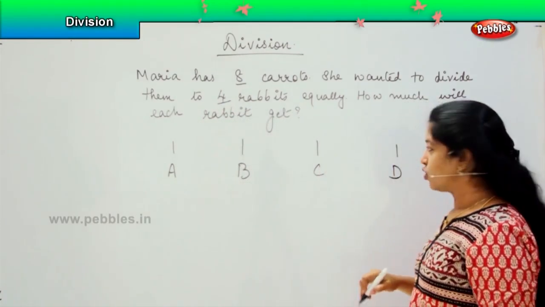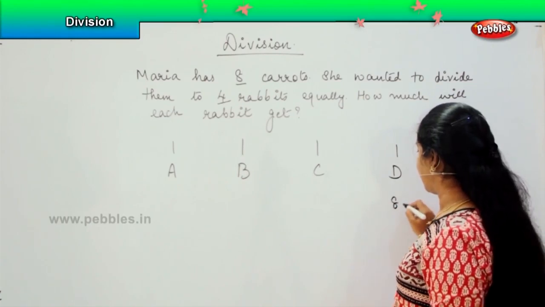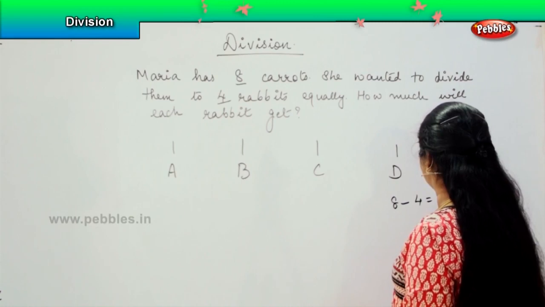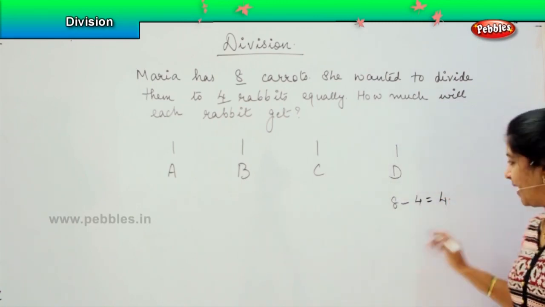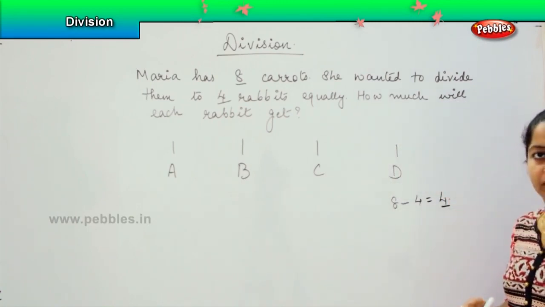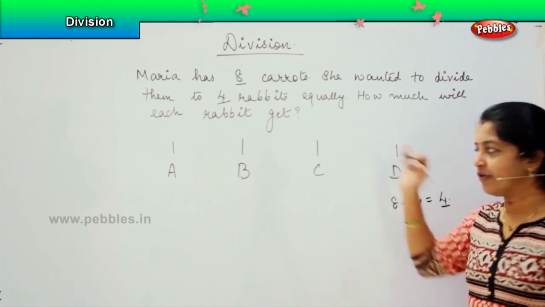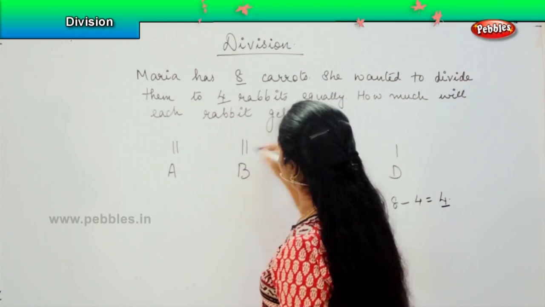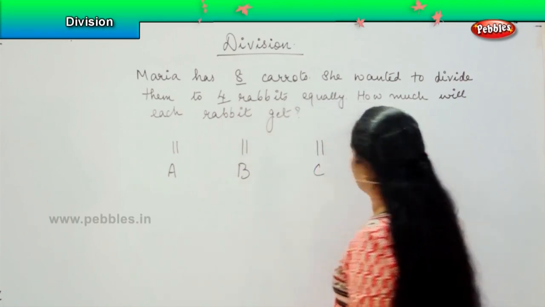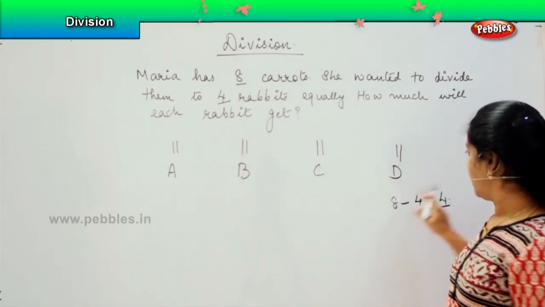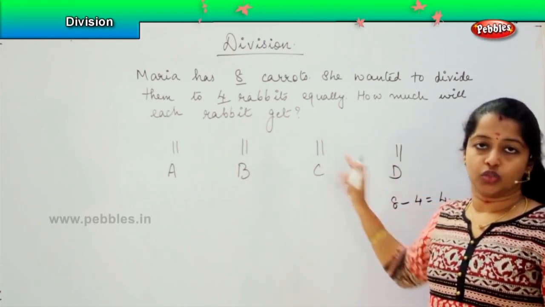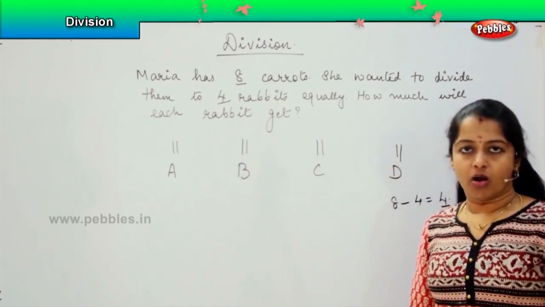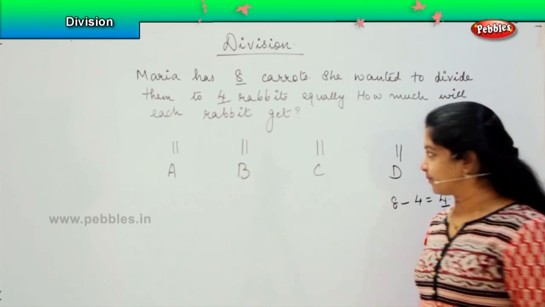Yes? So, from 8 carrots, she has already given 4. So, how much is she having? She is having a remainder of 4 carrots with her. Right? So, now the remaining 4 she will again divide among the 4. So, 1, 2, 3 and 4. Which means that each rabbit is getting 2 carrots. It is divided equally among all the 4 rabbits, right?